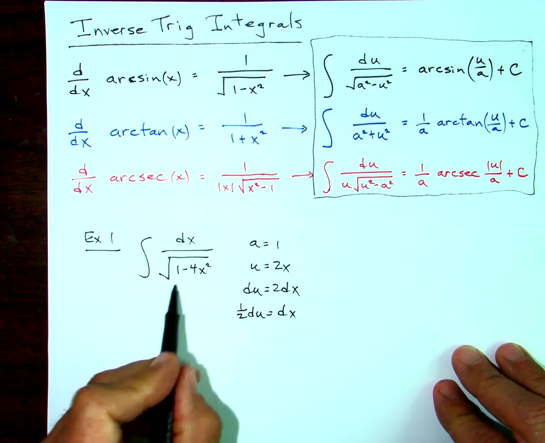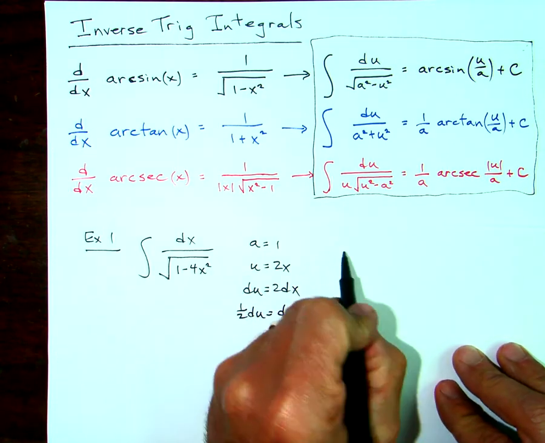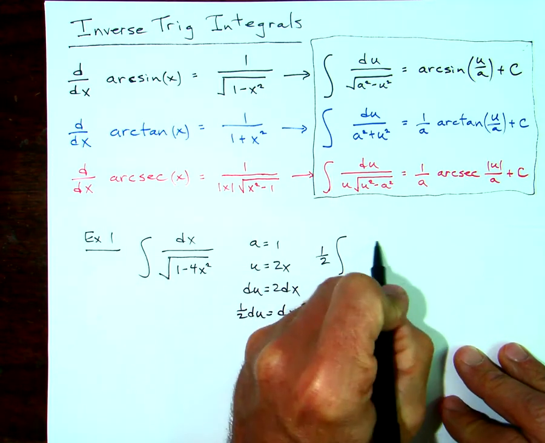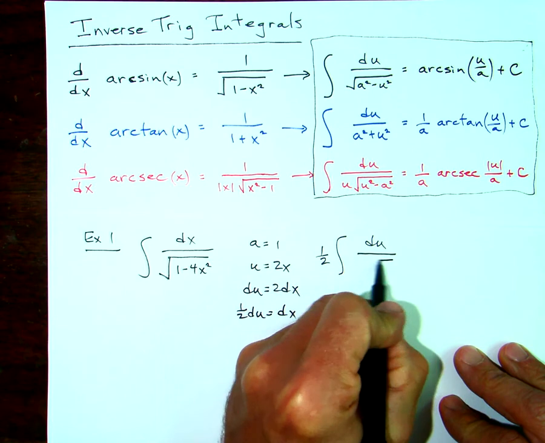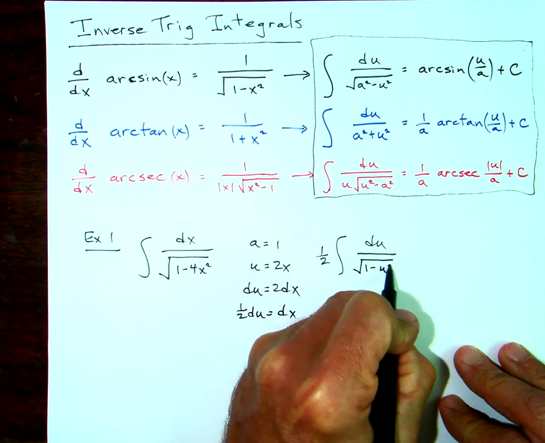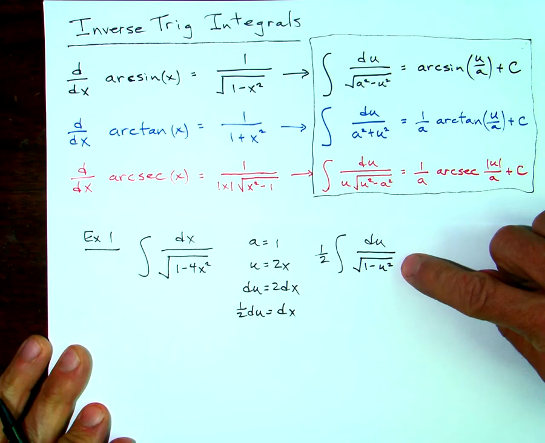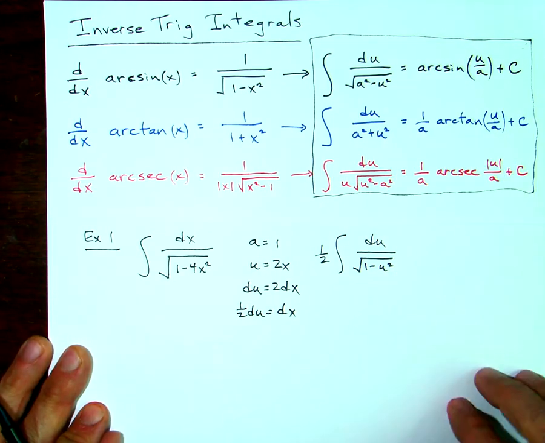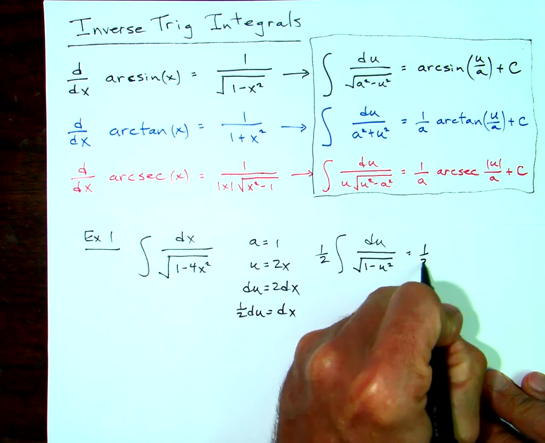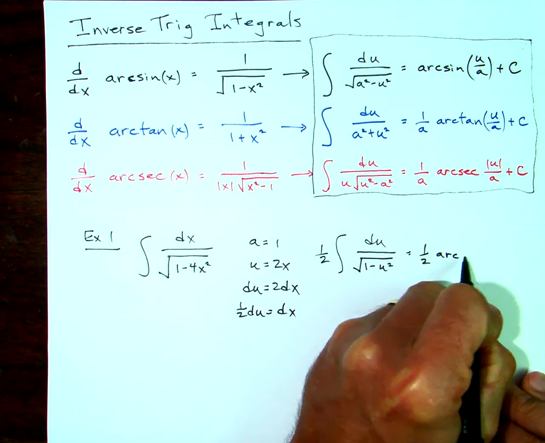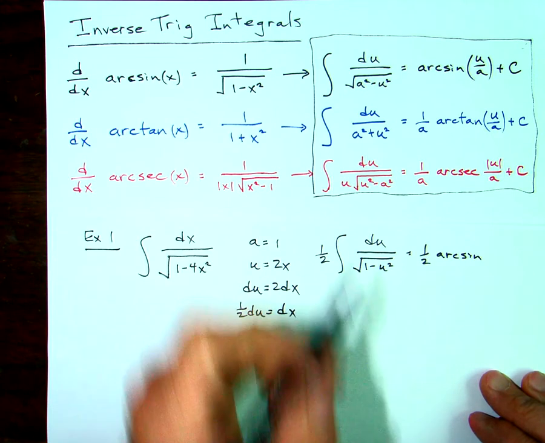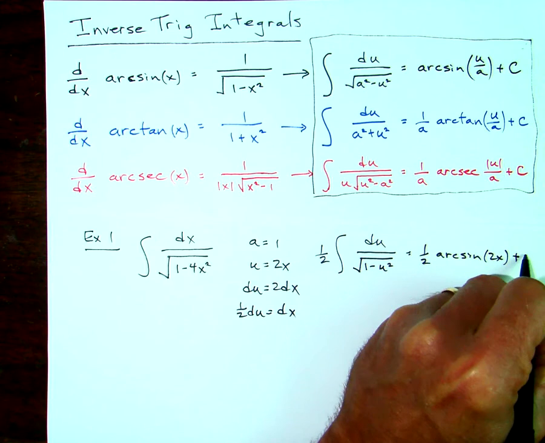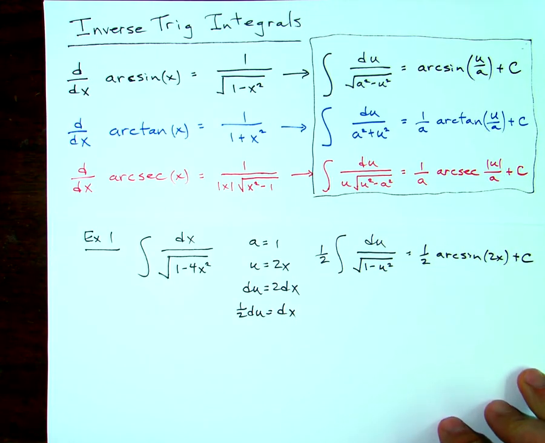So now let's rewrite this in terms of what we have here. I'm going to bring this 1/2 out front, and I'm going to have du over the square root of 1 minus u squared. Notice now that this perfectly fits this with a equal to 1. So the 1/2 stays out front, and that's going to be arc sine of u over a. Well, u is 2x, a is 1, so arc sine of 2x plus c. All right, so that's our first basic example.